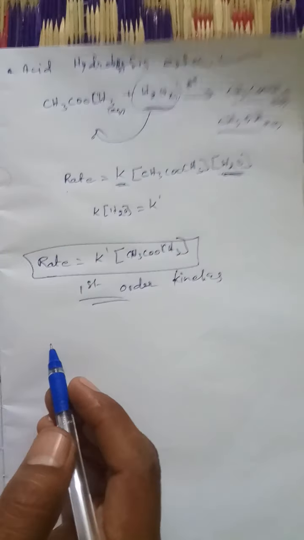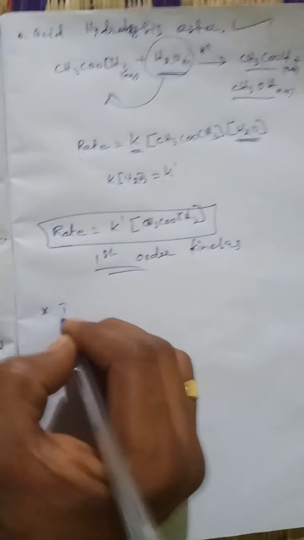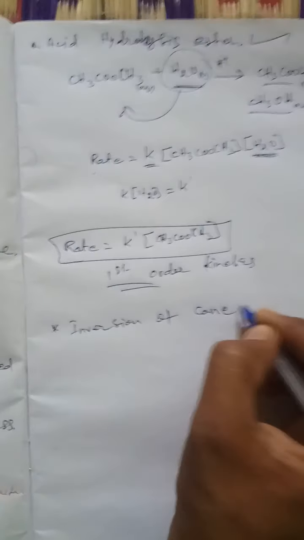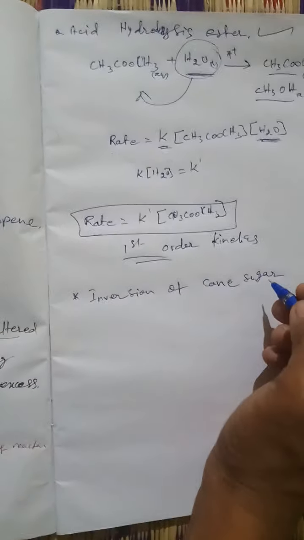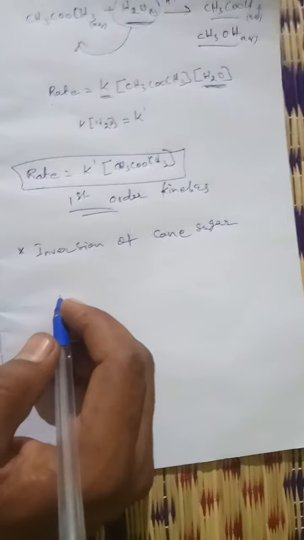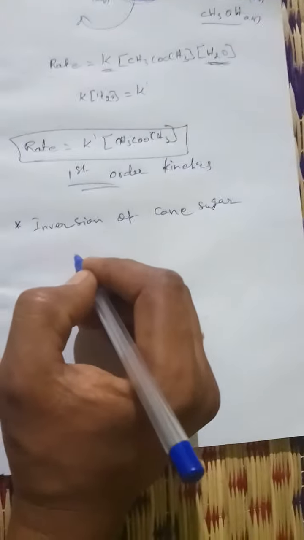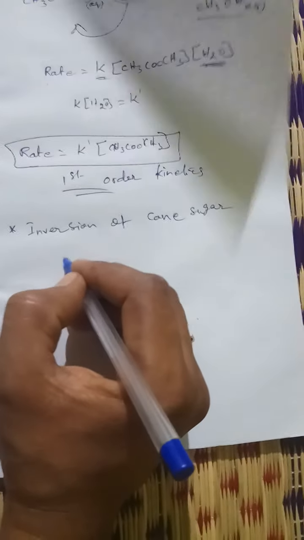Another example of a pseudo first order reaction is the inversion of cane sugar. Now, we have sugar from sugarcane, that is what we call cane sugar. When we hydrolyse cane sugar, hydrolysis of cane sugar gives equal amounts of glucose and fructose molecules. So inversion of cane sugar gives equal amounts of glucose and fructose molecules.